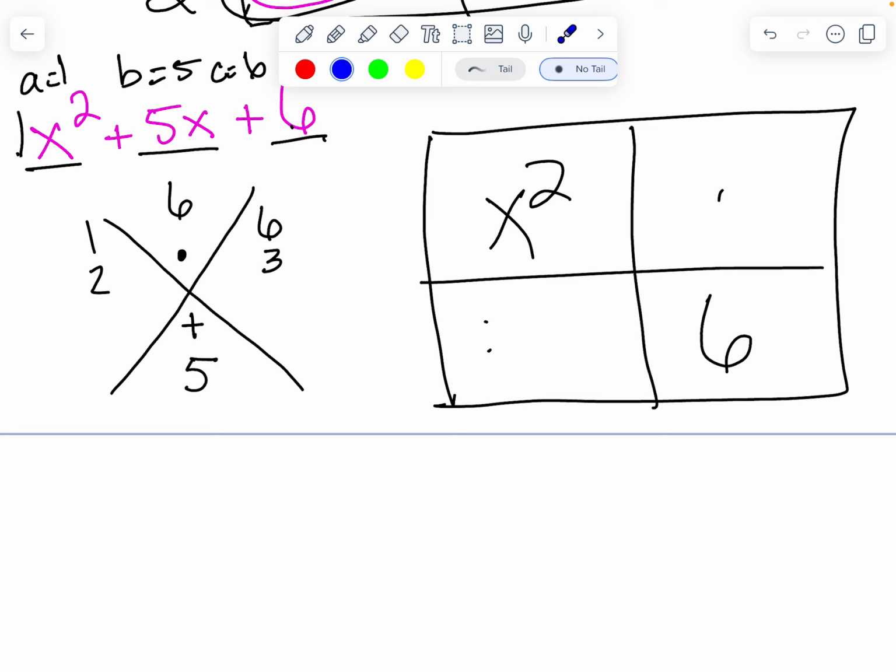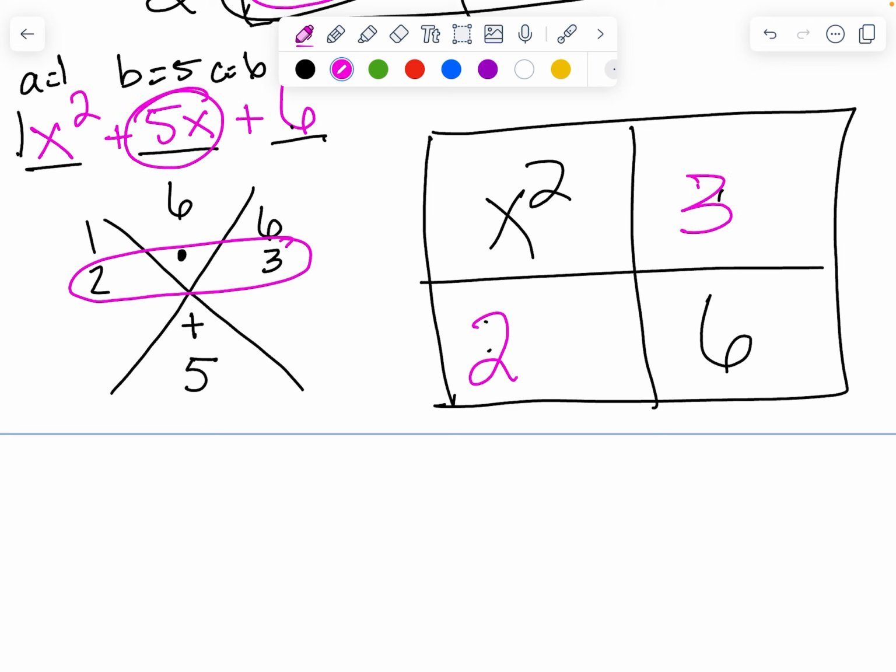And which one of those add up to 5? Well, hello, the 2 and the 3 do. So that's what we're going to put in here. We're going to put 2 and 3, but of course we need x's. That's where our 5x comes from. Okay, so now we need to figure out what goes on the outside here.